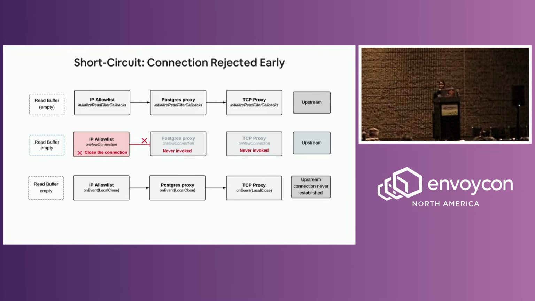This case helps us understand one very important learning. The filter chain order is very important. For example, if you place the Postgres proxy filter before the IP allow list, you waste precious memory and CPU processing the Postgres proxy code, and then you close the connection in the IP allow list, so your CPU and memory is wasted. So always try to place the cheaper filter first. This will help you to make your Envoy more efficient.